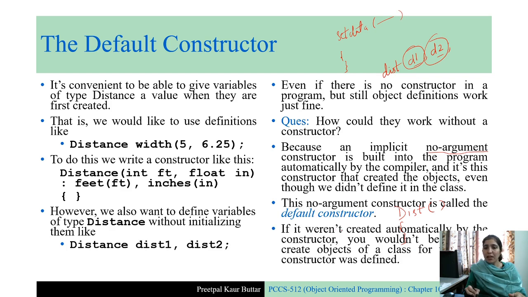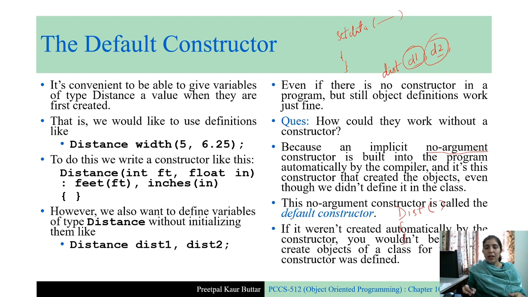If it weren't created automatically by the compiler, you would not be able to create objects, because objects are created only through the constructor. A constructor is compulsory to create an object. So if you do not create your own constructor, the compiler will create it. If there were no constructor, you would not be able to create any objects for the class in which you created no constructor.